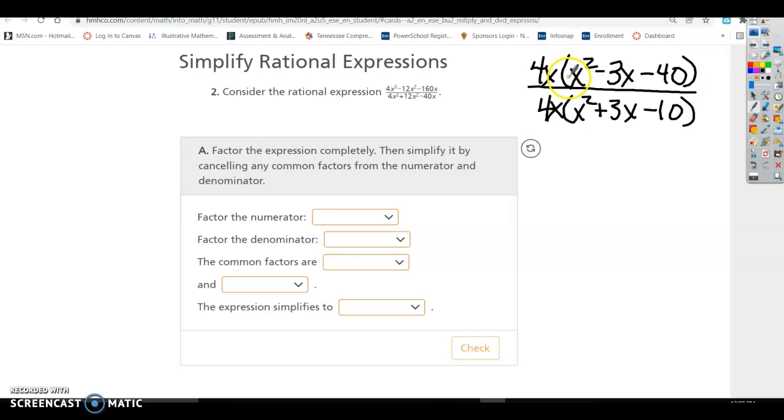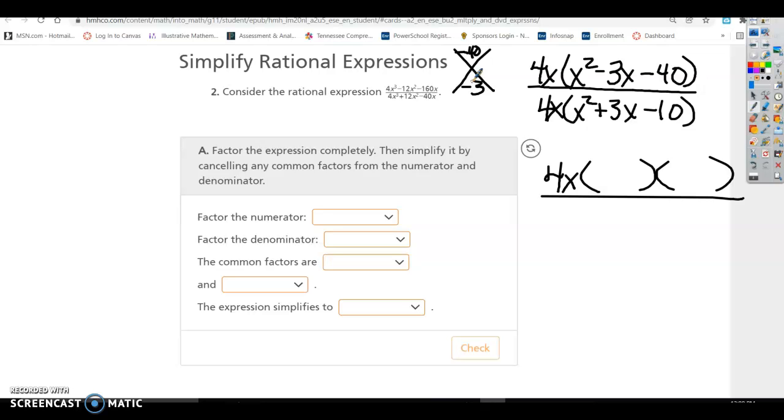Now we have to see if we can factor this trinomial even further, okay? So what we need to do is see what multiplies to give us negative 40 and what adds to give us negative 3. So we're just looking at the numerator right now. So we're trying to rewrite this as 4x, and we're going to rewrite the numerator as a product of two binomials. All right, so again, just looking at the top, we need something that multiplies to give us negative 40, and we need something that adds to give us negative 3.